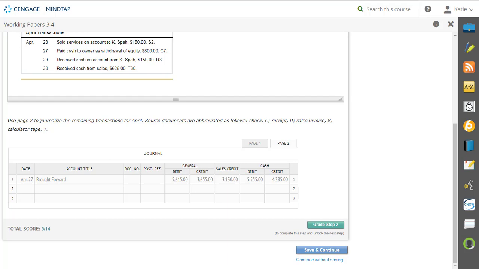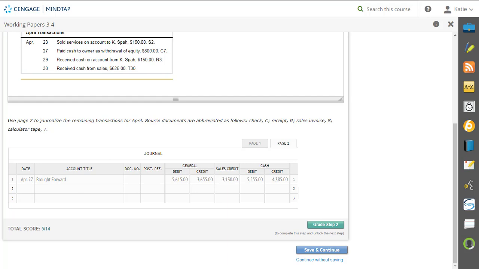On the bottom of page 1, we said carried forward. On the top of page 2, we say brought forward. So we have brought forward here the 27th. So that means the 27th was journalized. So that means we need to pick up with the 29th. And the 29th reads, receive cash on account from K Spa.